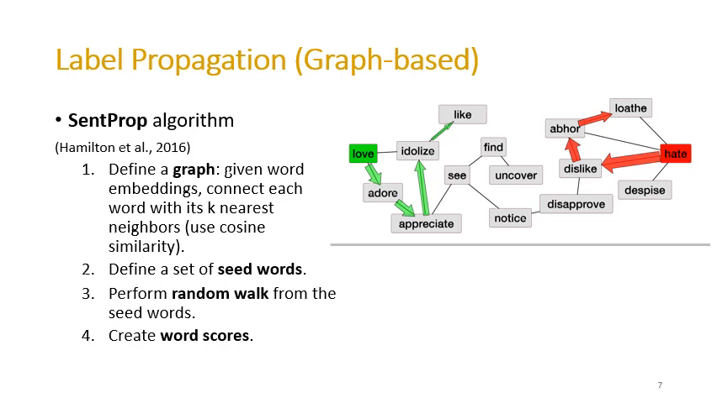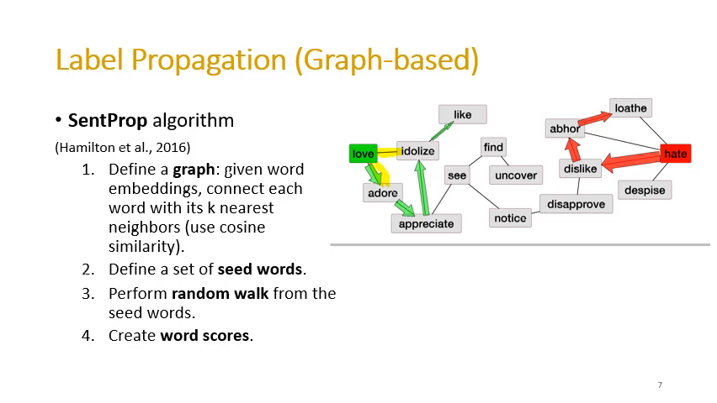Okay, so in this example, I think the k equals 2. So for example, the word love has the highest cosine similarity with the word idolize and adore. So that's why the word love is connected only to these two words and not to the others. So that's how you construct this graph. Okay, connect each word with the k highest cosine similarity.